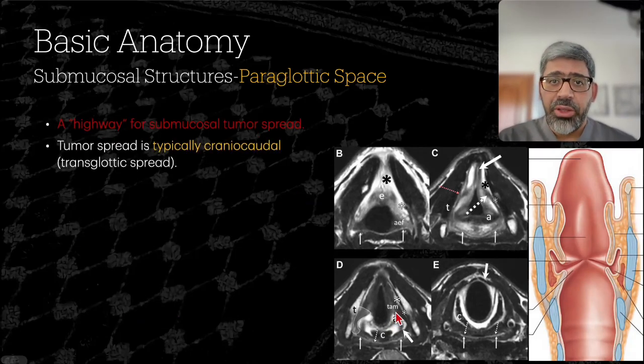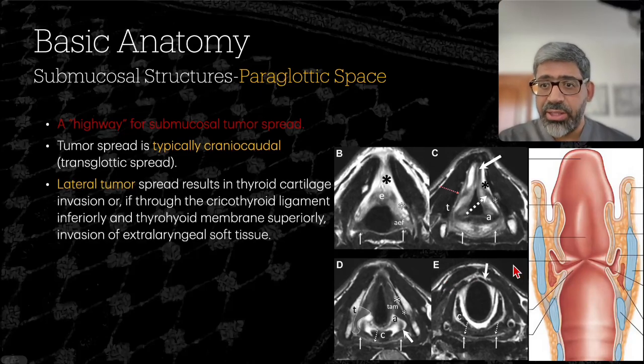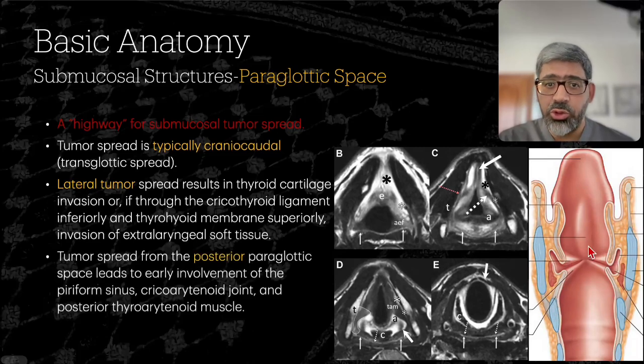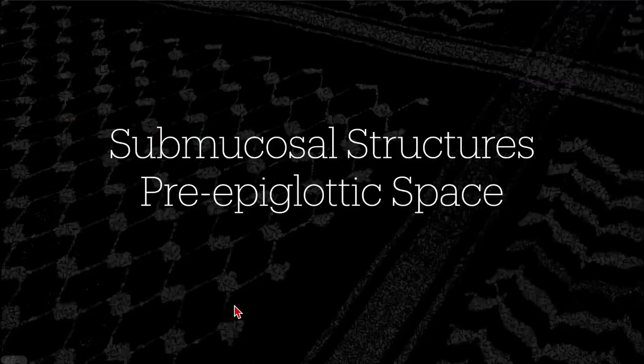The tumor spreads in the paraglottic space craniocaudally, but it can also spread laterally through the thyroid cartilage or the thyrohyoid or cricothyroid ligaments. It can also spread anterior-posteriorly. If it spreads posteriorly, it can involve the piriform sinuses, the cricoarytenoid joint, and the posterior thyroarytenoid muscle.